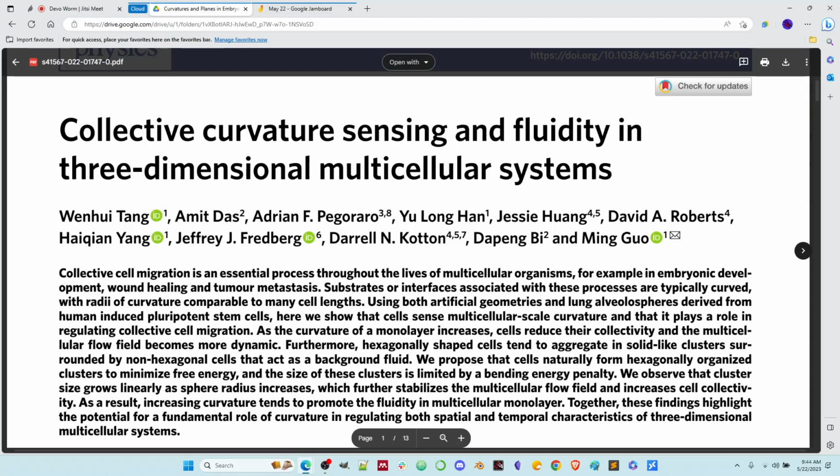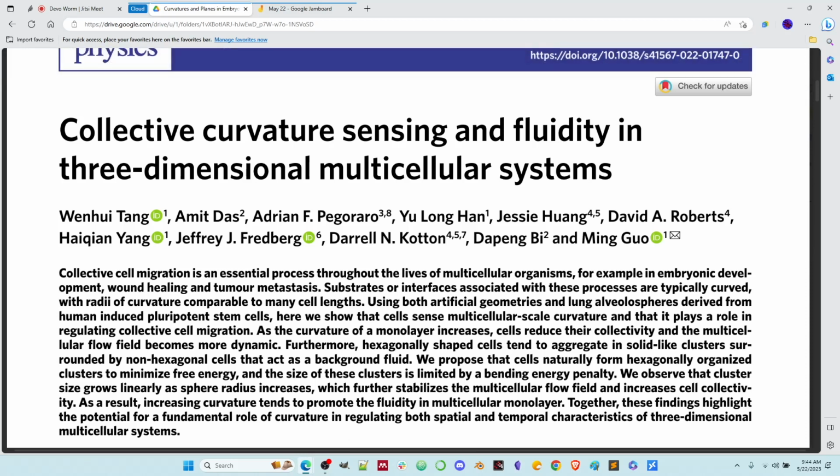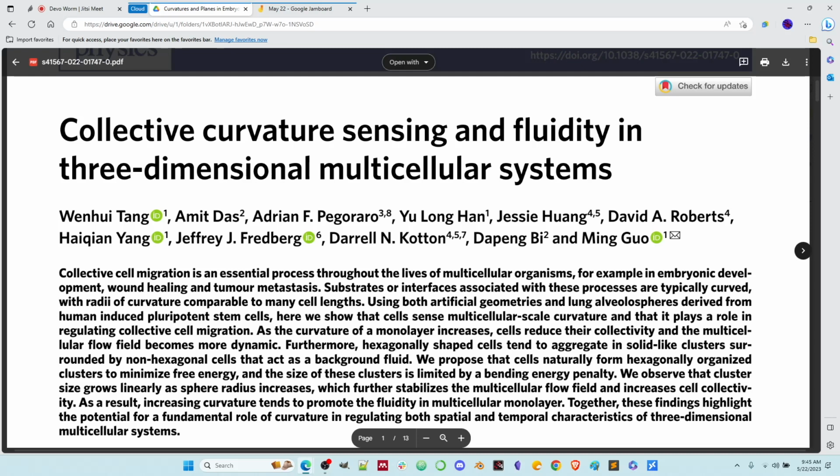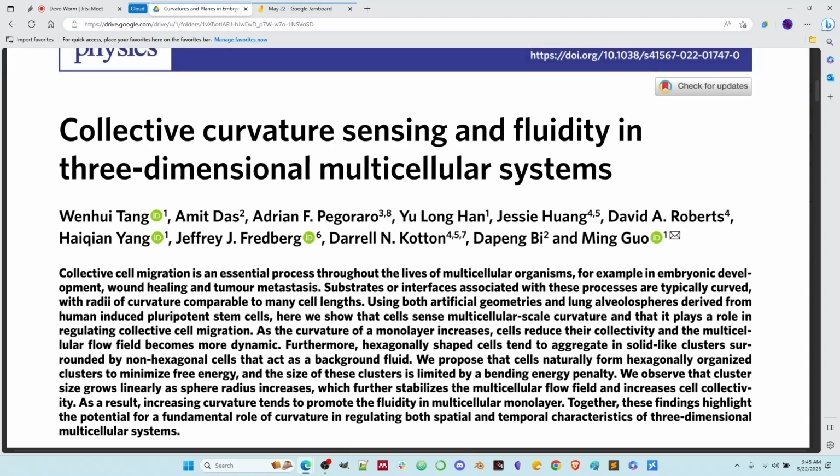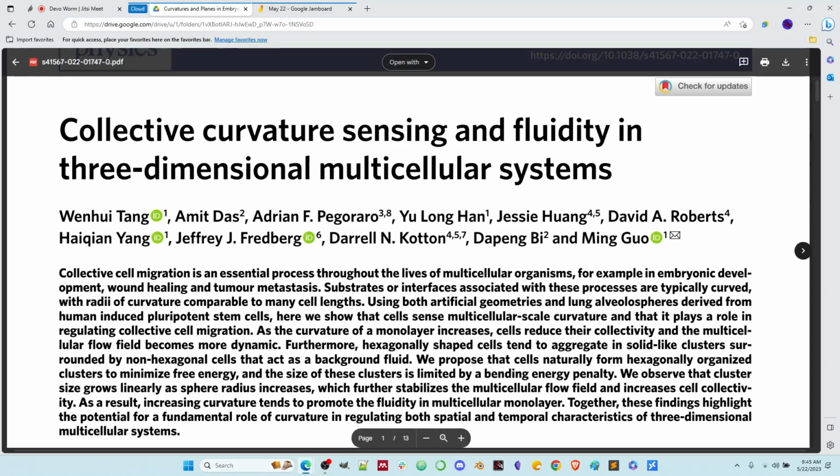Using both artificial geometries and lung alveolospheres, which are these little alveoli, the little air sacs in the lungs, and I guess these are maybe organoids based on these little parts of the lung, derived from human-induced pluripotent stem cells. So yes, they use induced pluripotent stem cells, which are cells that we reprogram from, say, some source cell. It becomes a stem cell, and then we can differentiate it in different ways.